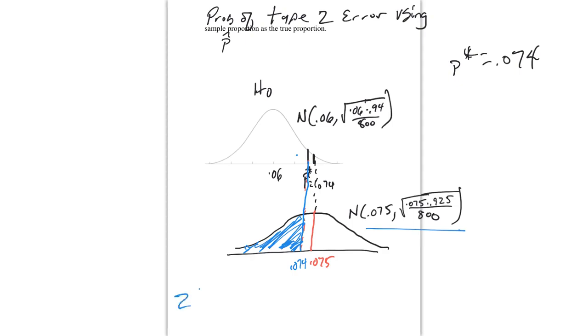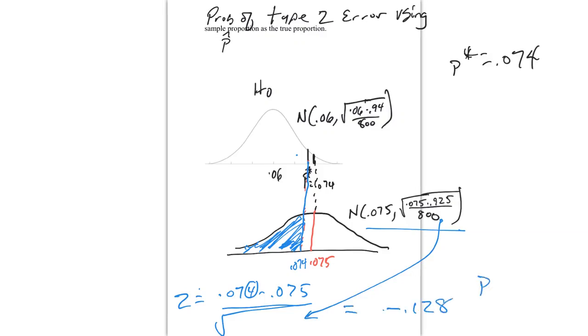It should be, I think, z equals 0.074 minus 0.075. I think this is actually 0.0738 on the answer sheet, and it's divided by this standard error here. I'm not going to plug that in right now, and you end up with negative 0.128. So the probability that z is less than negative 0.128, you can figure out how to do that. If you don't know, please see me. It's 0.449. And that is the probability of a type 2 error. So the probability of a type 2 error is 0.449.